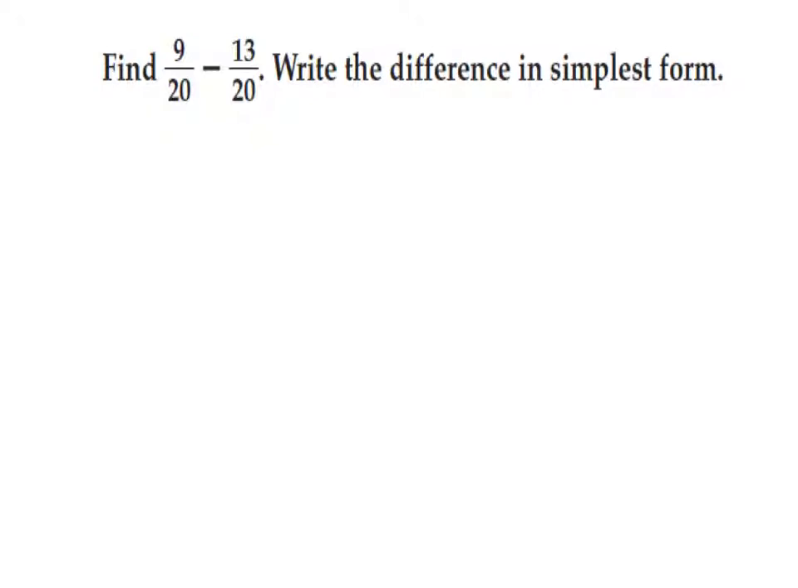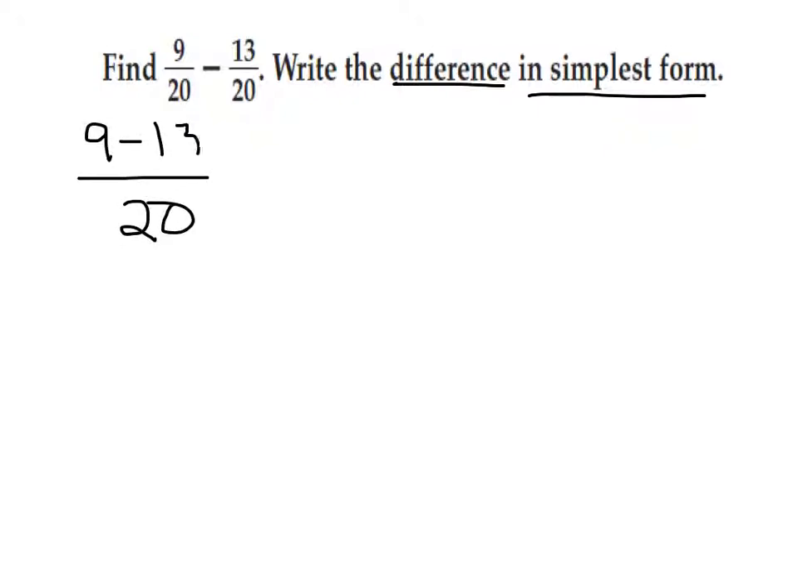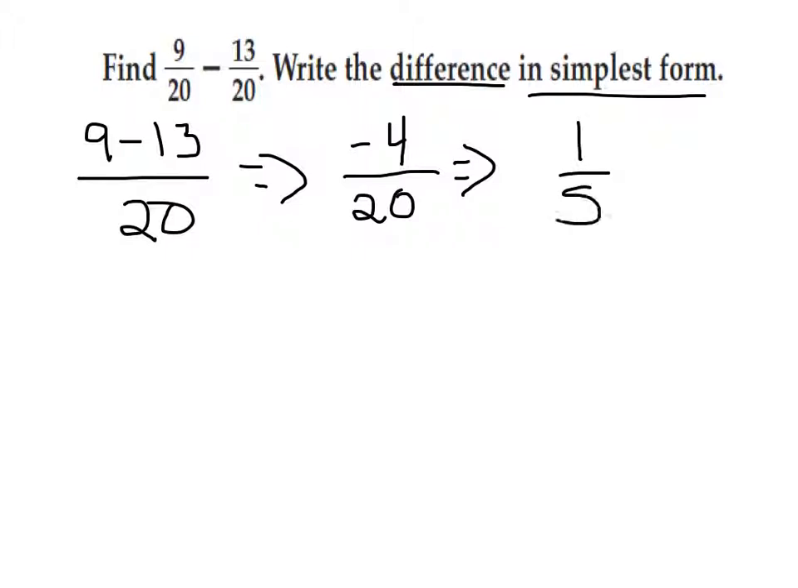All right, in this slide we are subtracting, or finding the difference, remembering that we must keep our fractions in simplest form. Since the denominators are the same, we can keep the denominator, 20, and we go ahead and subtract our numerators. 9 minus 13 gives us a negative 4 over 20, and we're going to reduce this to 1 over 5, and we're going to continue on bringing the negative over because a negative and a positive results in a negative number. The answer is negative 1/5.